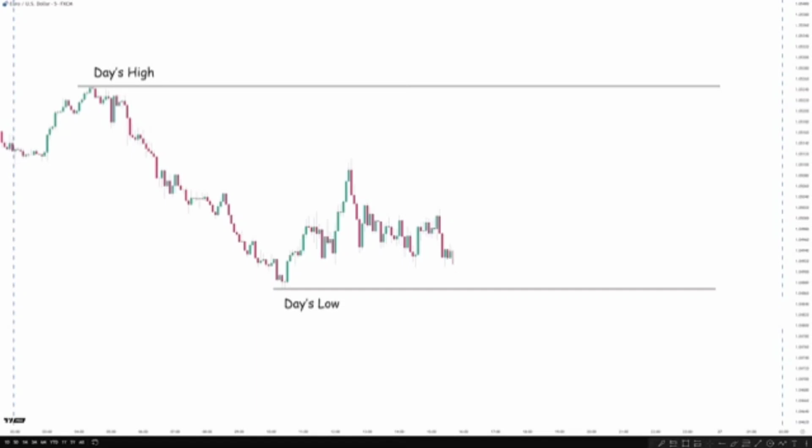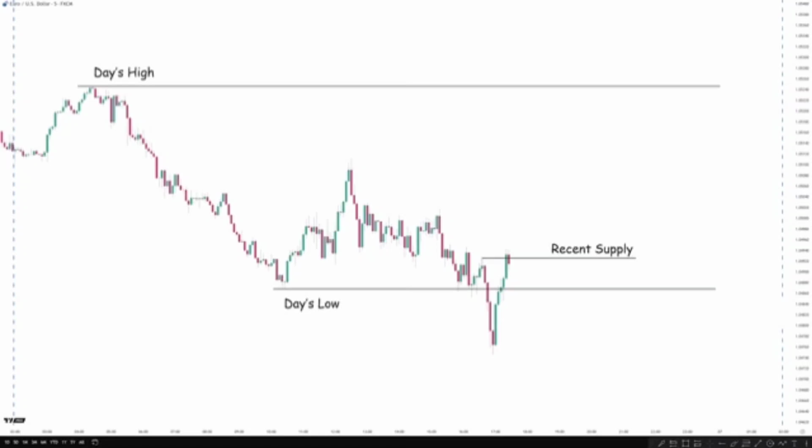As the New York session begins, the price wicks below the day's low but quickly moves back inside the range. This looks like a liquidity grab. However, to confirm a true reversal, we need to see a market structure shift, where the price breaks above a recent supply level. Following this chart, we see the price drop even lower, but quickly moves back inside the range. But this time, it breaks above the recent supply area, confirming the reversal.